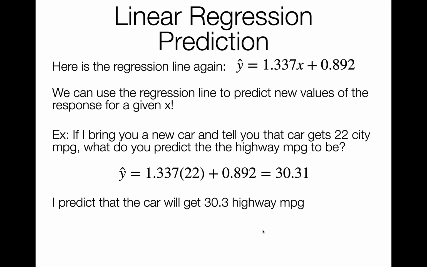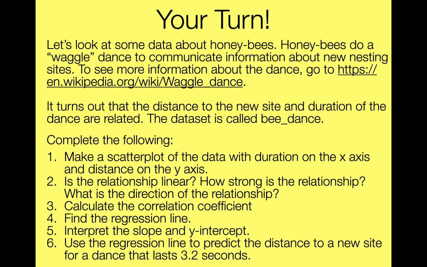Certainly, if it says 30.31, you should not round to 31. You should round to maybe at most 30.3. When in doubt, just give me the whole number. And what I mean by that is the number and the decimals. All right. So that's prediction.